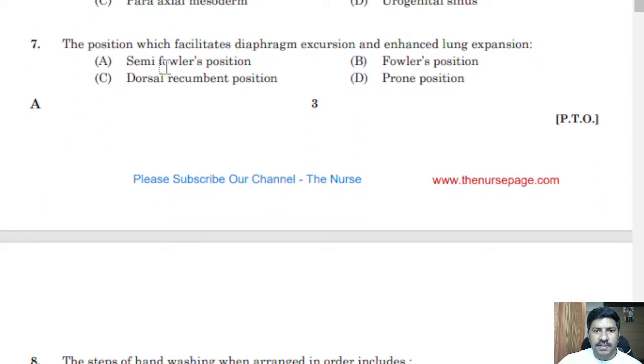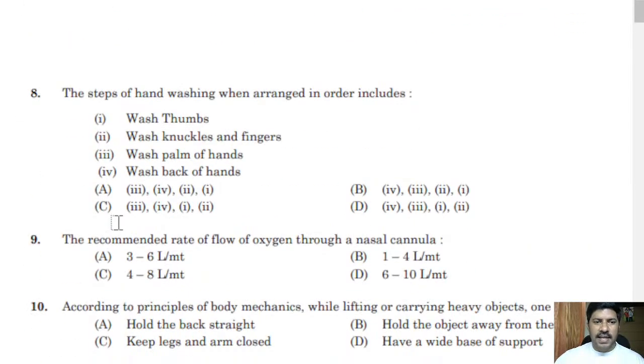Seventh question, the position which facilitates diaphragm excursion and enhanced lung expansion. Everyone knows it is Fowler's position. Fowler's position will give maximum lung expansion. Then eighth question, the steps of hand washing when arranged in order include. The correct order is: first wash the palms of the hands, then the back of the hands, then knuckles and fingers, and lastly thumbs. So the correct option is option A.